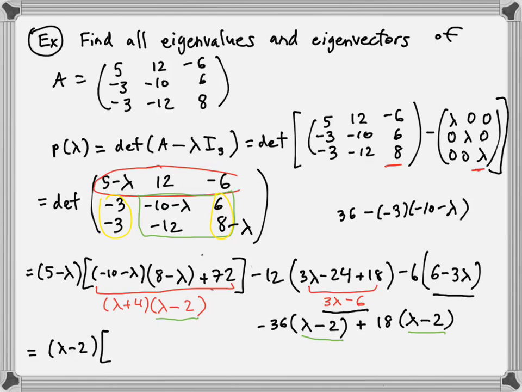Let me write it this way so that you guys understand the algebra. 5 minus lambda times lambda plus 4. Over here we have a minus 36, and then we have a plus 18, right? Because I pulled out the lambda minus 2 from all three of these terms, and this is what's left. So if you simplify all of that stuff inside, you actually end up with the following. I'm going to go to the next page here.